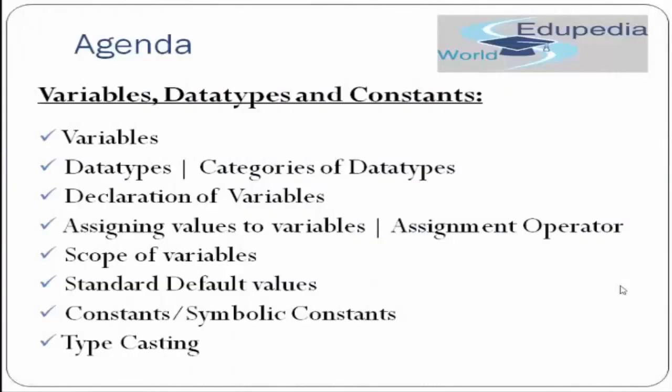Today we'll be covering one of the most important Java topics that includes variables, data types and constants. So in this tutorial we'll be covering these three, such that we'll be taking up variables, data types, category of data types, declaration of variables, assigning values to variables and assignment operator, scope of variables, standard default values, constant or symbolic constants, and typecasting.